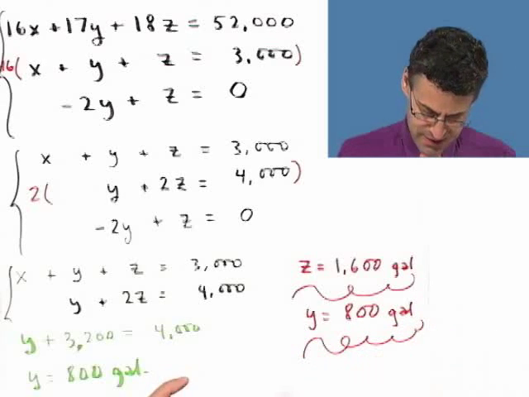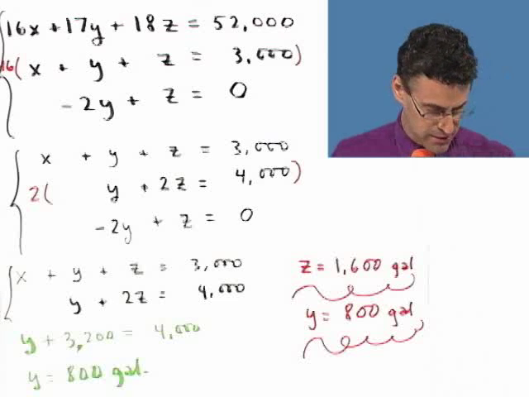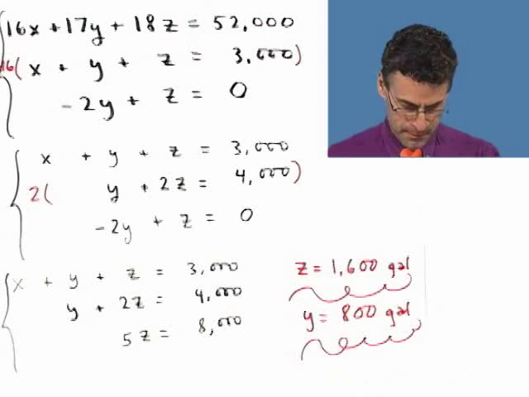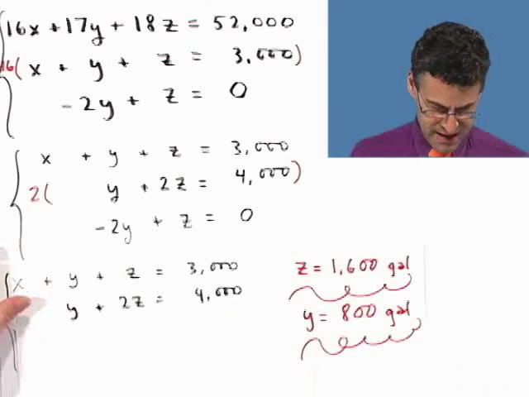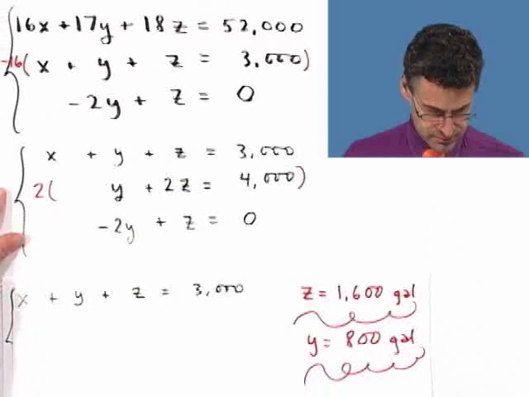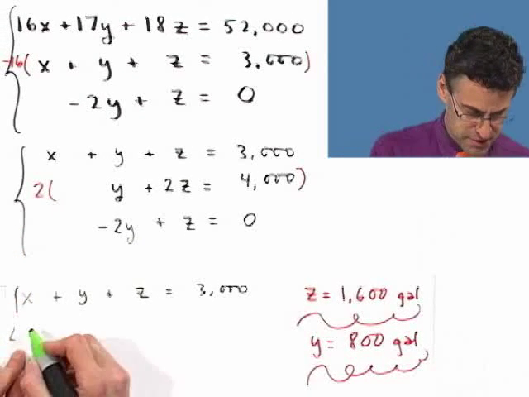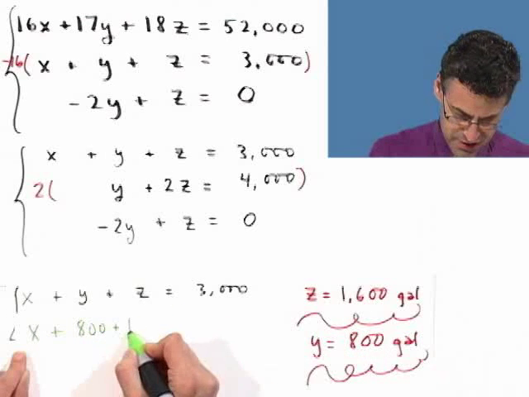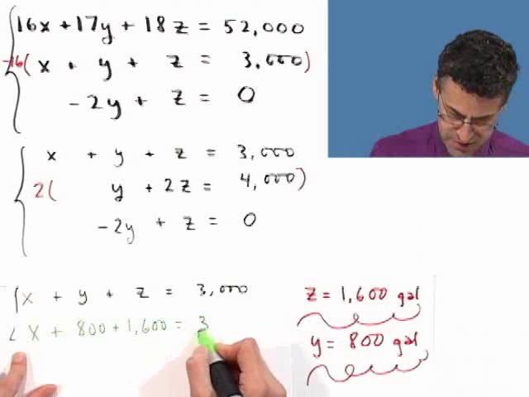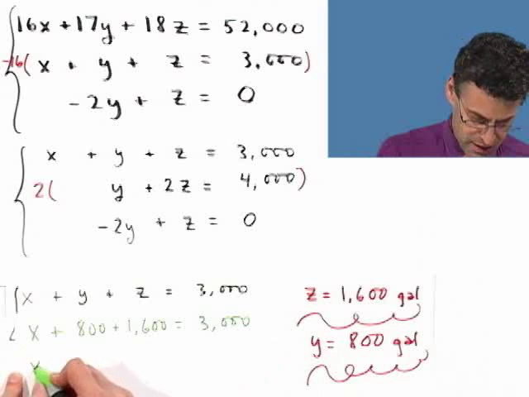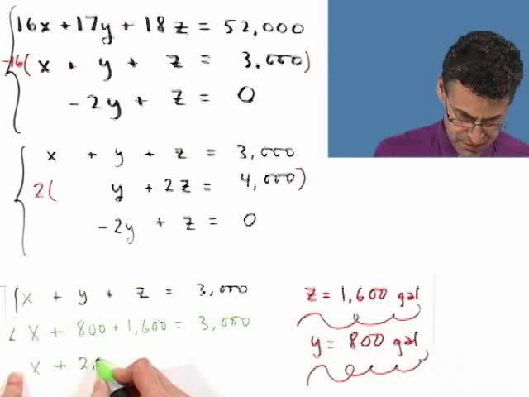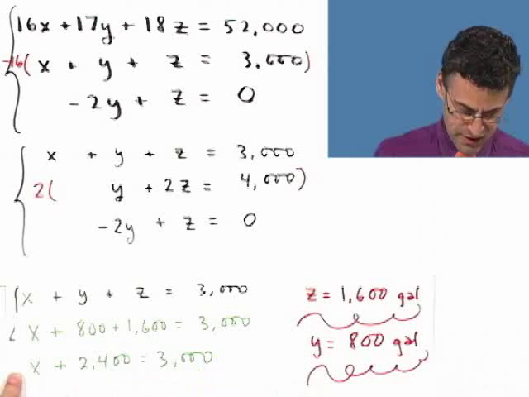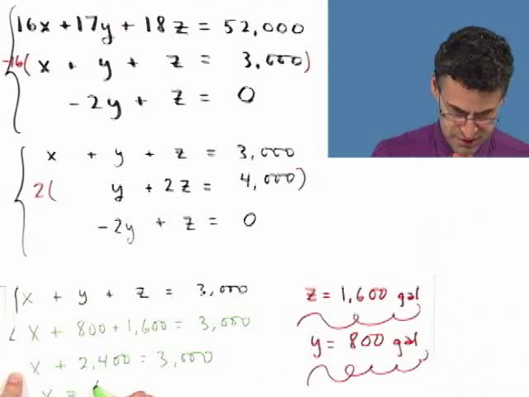See, once you do all the simplification to get it into an equivalent triangular form, then you're good to go. And then what about the x? Well, I go up to the x now, and I plug in everything I know. So x plus y, which is 800, plus z, which is 1,600, equals 3,000. And so therefore, x plus 2,400 equals 3,000. If I subtract 2,400 from both sides, I see that x equals 600.